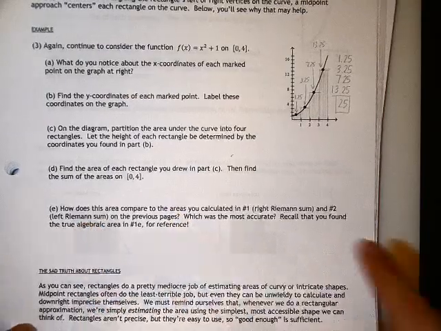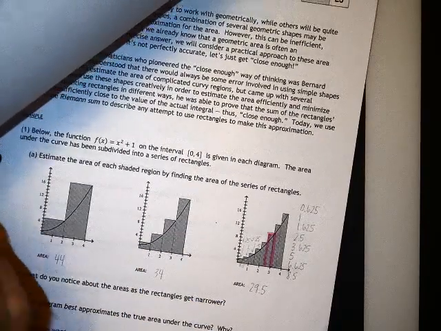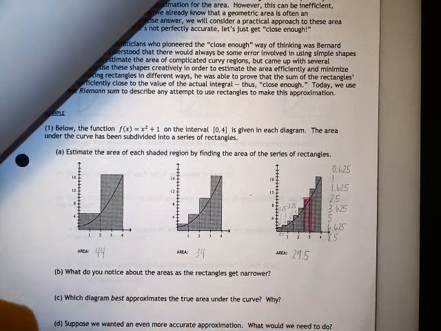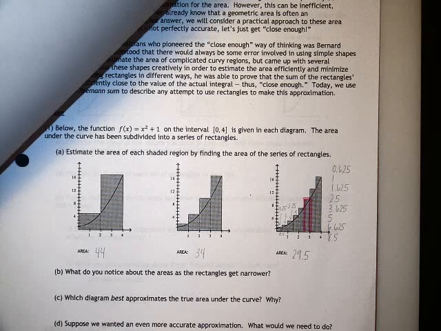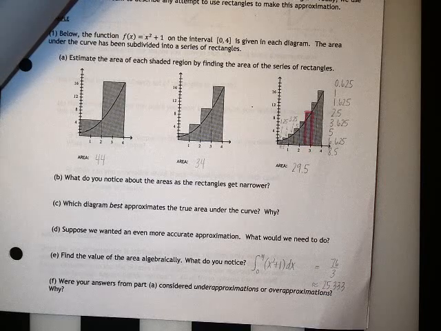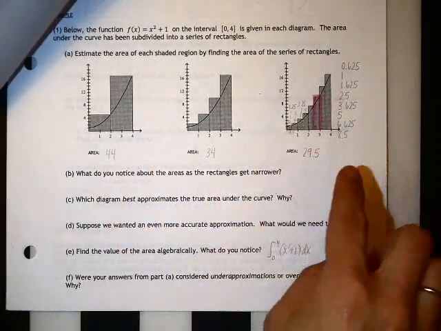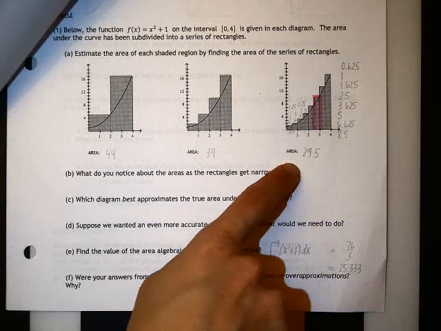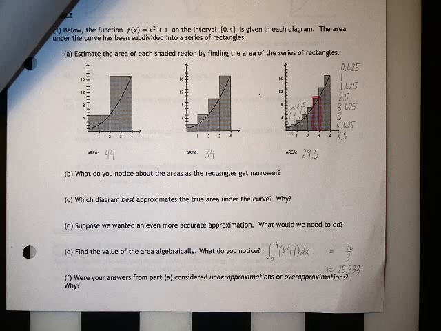When you compare back, you'll note that the right Riemann sums had areas of 44, 34, and 29.5. Not terrifically accurate, because we knew those were going to be over approximations. For reference, we did the calculus and realized that the actual true area was 25.333. So not exactly close. The 8 rectangle picture was the best we could do, but even that was definitely an over approximation compared to our target number.